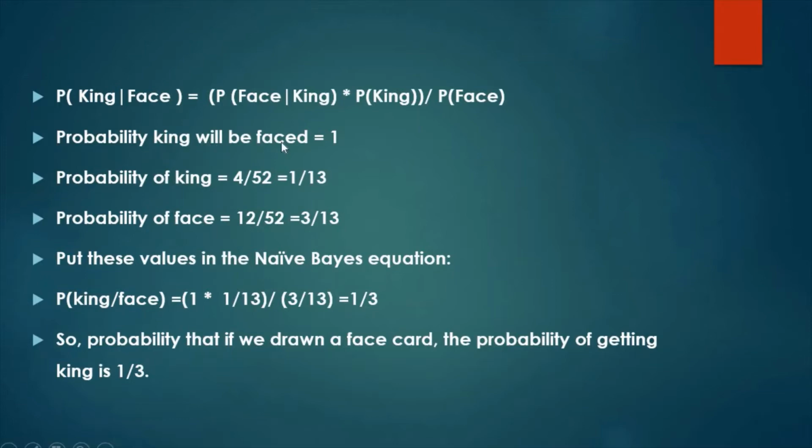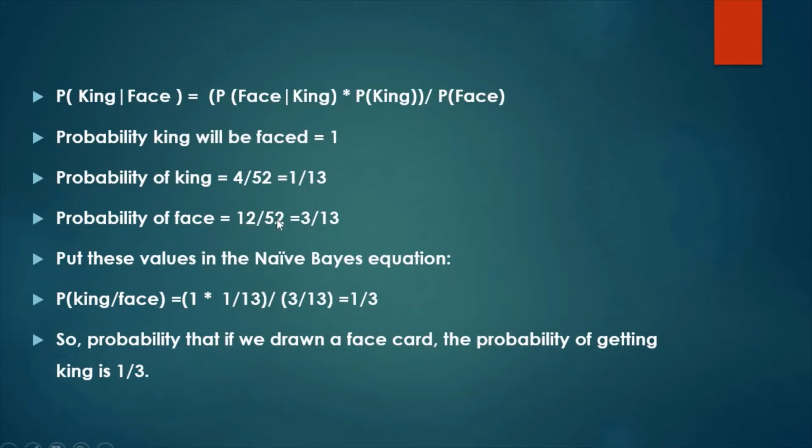Second, the probability of king, this term we are going to calculate. We know that the total number of cards is 52 and the total number of king cards is 4. So 4 divided by 52, which is 1 by 13. The probability of a face card: face cards are jack, queen and king. We have 3 face card types, 4 of each type, so 4 multiplied by 3, we have a total of 12 face cards out of 52, and the probability will be 3 by 13.